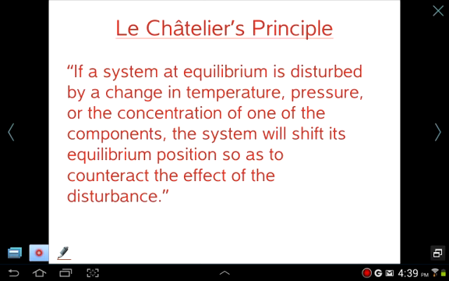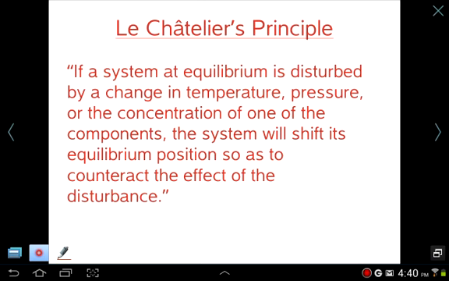Le Chatelier was a French chemist, and his principle states as follows: If a system at equilibrium is disturbed by a change in the temperature, pressure, or the concentration of one of the components, the system will shift its equilibrium position so as to counteract the effect of the disturbance. So, in essence, if you put some sort of pressure on the equilibrium system, it will try to undo what you put on it. It'll do the opposite of what you've tried to do to the system.